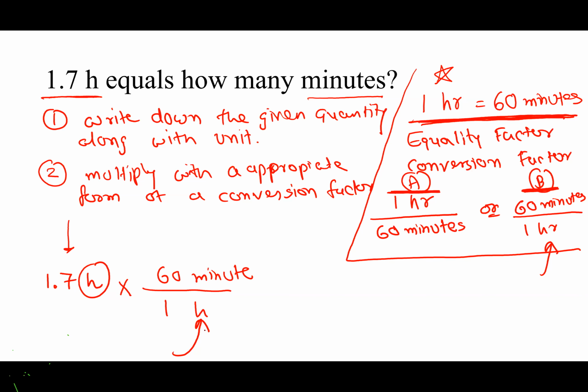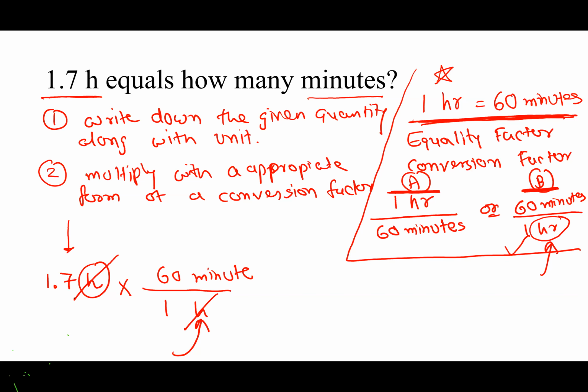The whole purpose of the unit conversion is to cancel out the given unit. In order to cancel the unit, you have to have the given unit in the denominator. So that is the reason why I use form B. Because if I use form B, it says hour at the bottom. If I put hour at the bottom, I should be able to cancel out hour on the top and on the bottom from the numerator and the denominator.